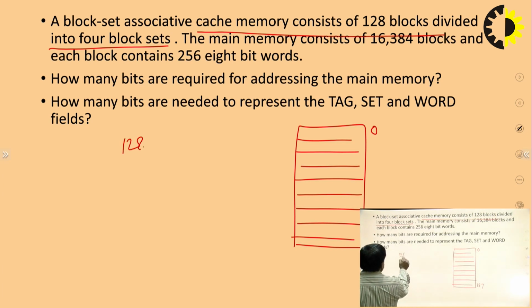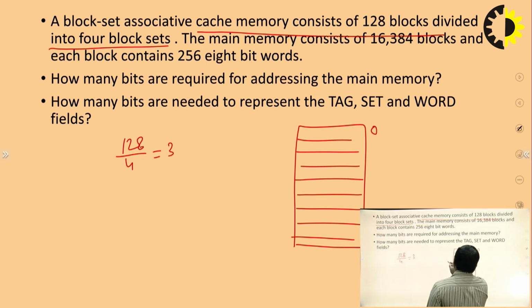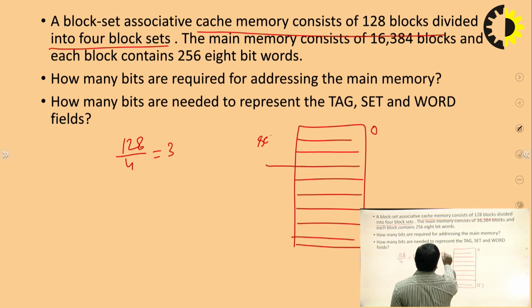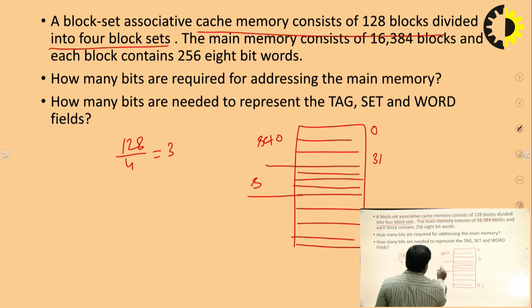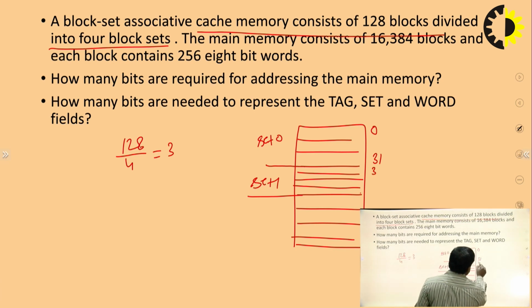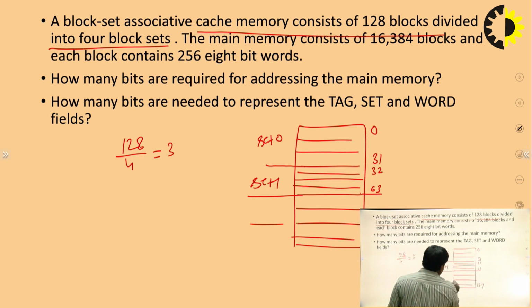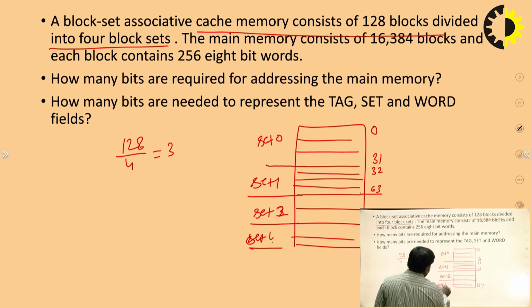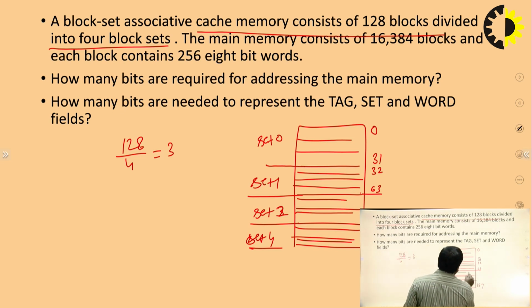It means 128 divided by 4, that is 32. Here, suppose that is set 0, covering blocks 0 to 31. Here set 1, again 32 to 63, and here set 2, and here set 4. Then how many number of blocks are available in set 4?